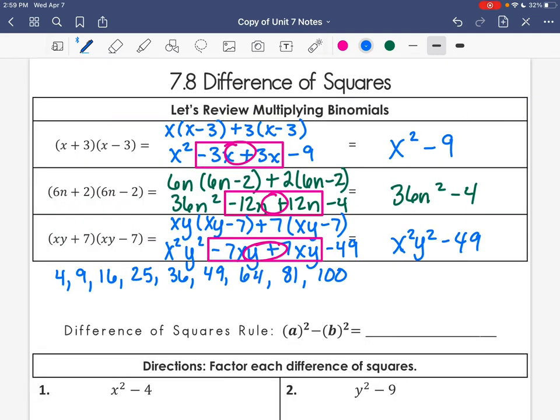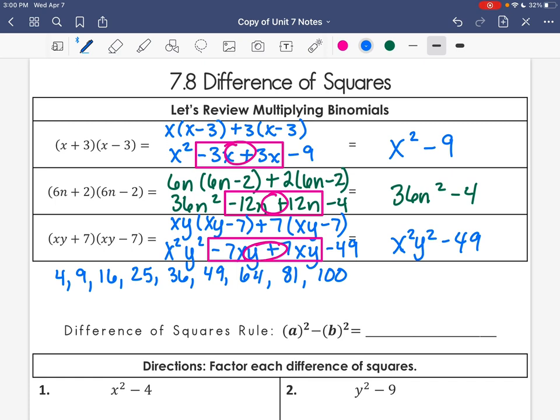These numbers should definitely make you realize, oh, I have a perfect square. These 10 numbers are perfect squares, and that's going to help you a lot as we go through this.